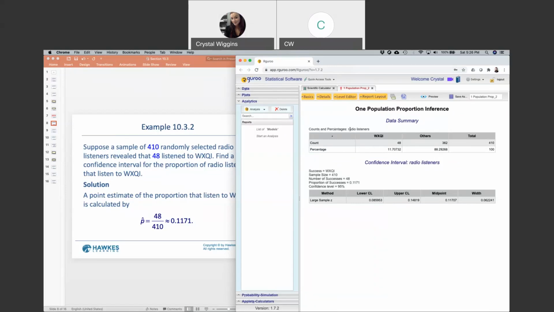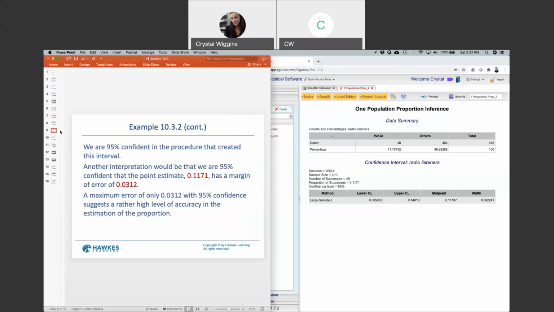You see that the counts and percentages are labeled radio listeners, specifically radio listeners of that station. Down here is our confidence interval. It tells us we chose 95%. This is our lower and this is our upper. So we'd say that we are 95% confident that the population proportion of radio listeners that listen to WXQI falls within 8.5% and 14.8%. Actually, I said proportion, so I shouldn't have changed them to percents. I should have said 0.085, if you round, 0.086, to 0.148.